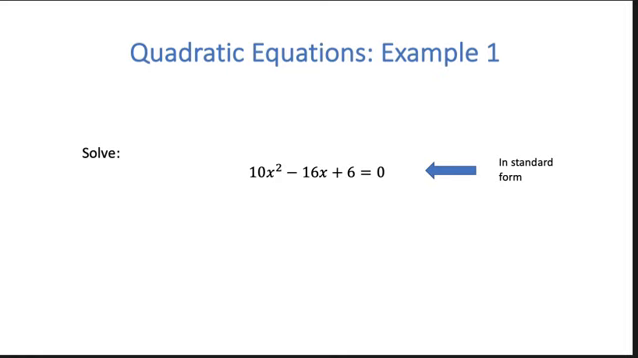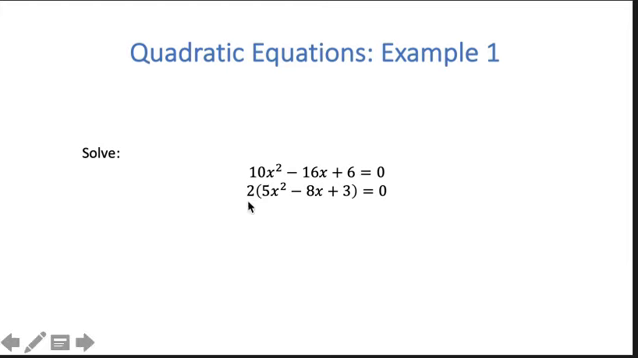Oh, I forgot to point out that this was in standard form, right? We see that it's in standard form, set equal to 0. So getting back to that greatest common factor, the greatest common factor is 2. So we're going to divide each of those terms by 2. And so what we have left inside is 5x squared minus 8x plus 3. Factor that trinomial. It factors into 5x minus 3 and x minus 1.